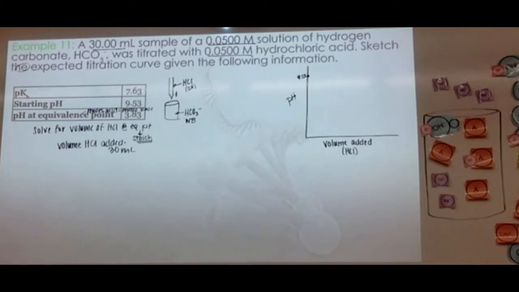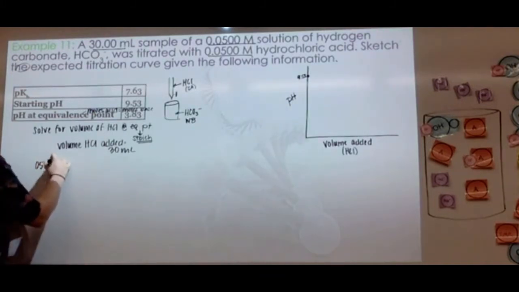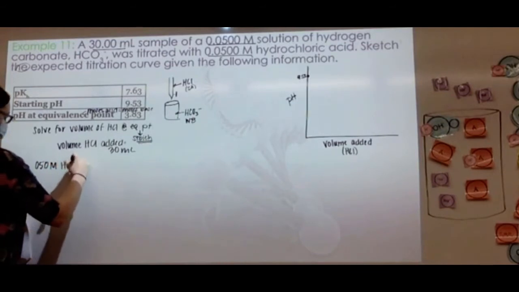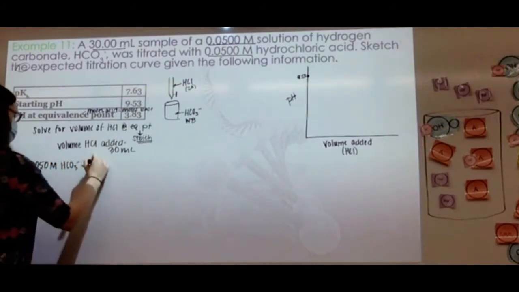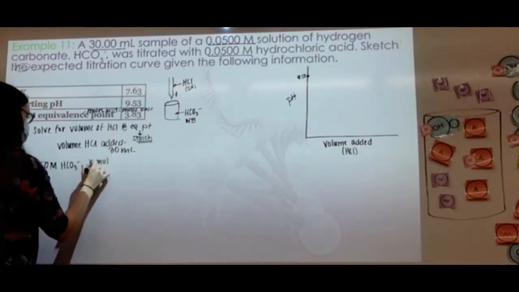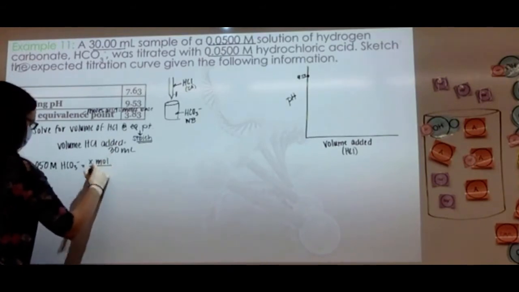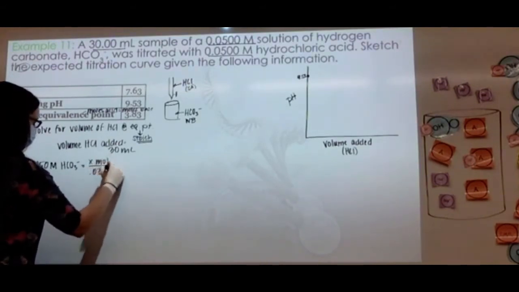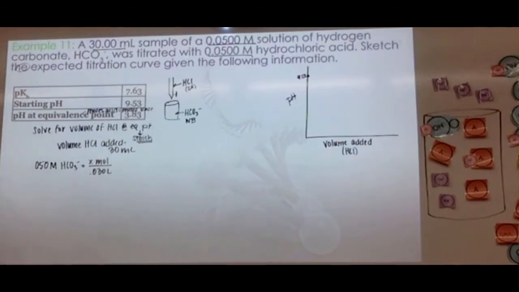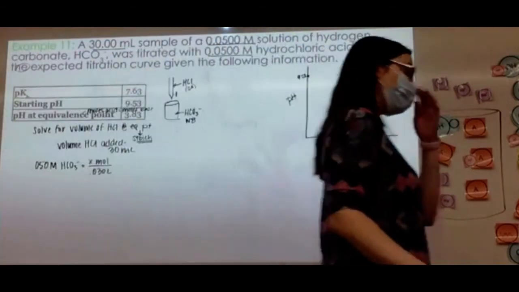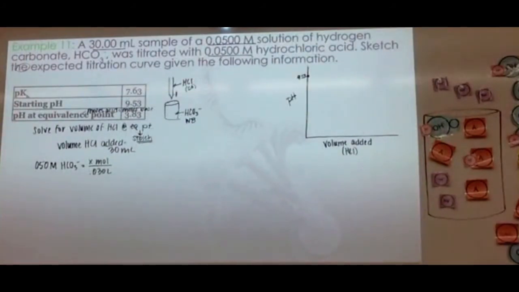Now, could you do a stoichiometry problem? Yes. Here's what I could do. I could say, I know I have 0.05 molar HCO3 minus, X moles, 0.03 liters, and I can solve for moles of hydrogen carbonate.